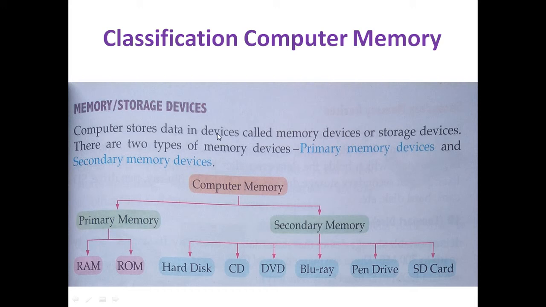Computers store data in devices called memory devices or storage devices. There are two types of memory devices, primary memory devices and secondary memory devices. As you can see in this chart, computer memory is divided into two parts, primary memory and secondary memory. Primary memory is divided into two parts, RAM and ROM, and secondary memory is divided into six parts: hard disk, CD, DVD, Blu-ray, pen drive, SD card. What are these options? Let's see.